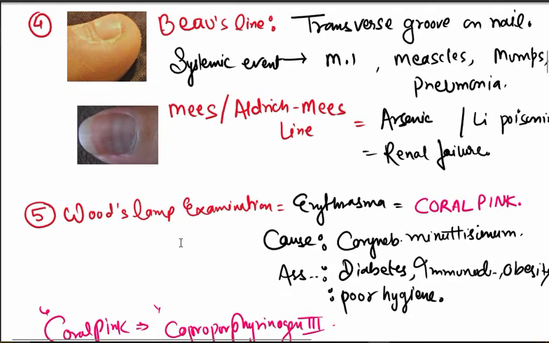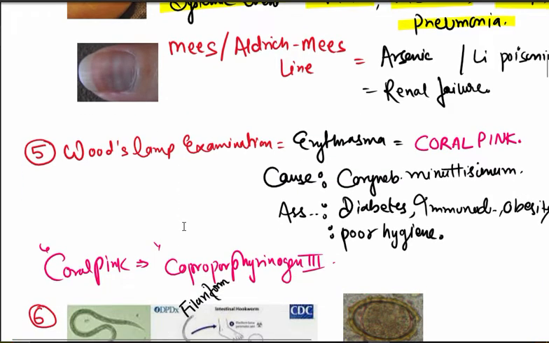Okay, Beau's line. Next point, Beau's line. We see a U here. So the nail will have a depression just like a U, and it is a transverse groove on the nail. This is the manifestation of a systemic event like MI, measles, mumps, and pneumonia. Okay, next one, Mees or Aldrich line. This can be seen in arsenic or lithium poisoning and renal failure.